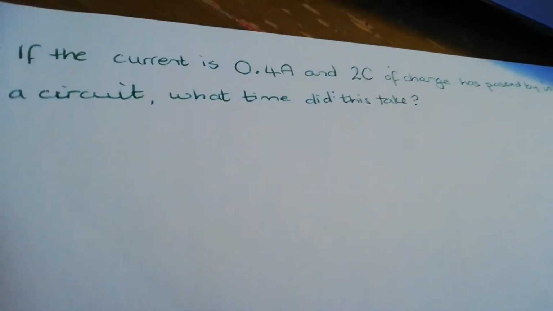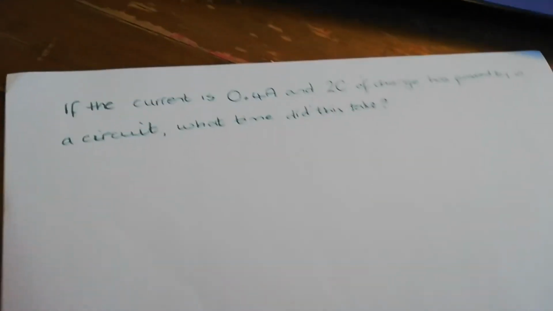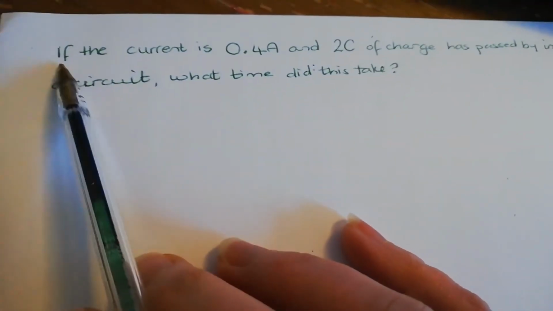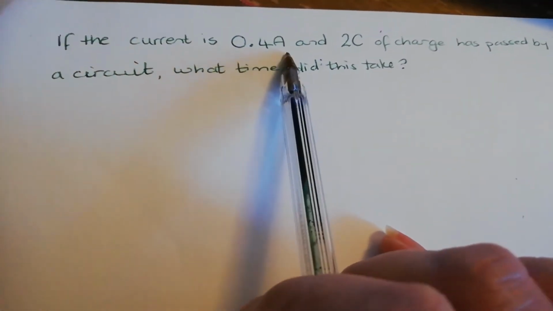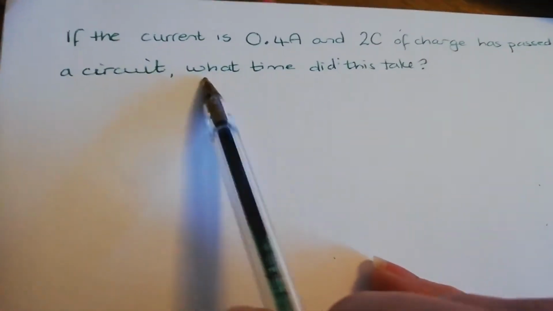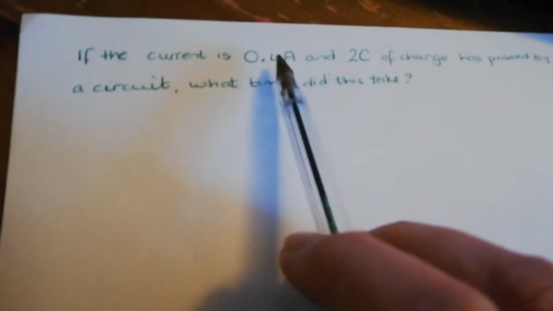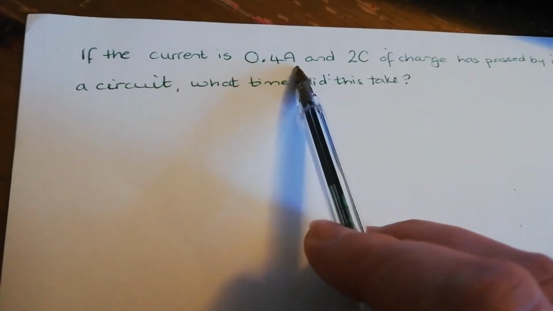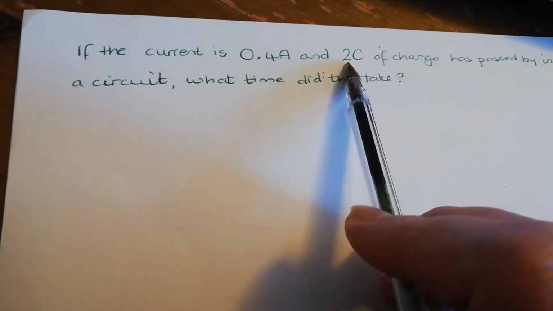Okay, S3, we're going to be looking at a question using the equation Q equals IT. You can see the question here is: if the current is 0.4 amps and 2 coulombs of charge has passed by in a circuit, what time did this take? Now, a couple of things before we go on. You'll notice I didn't say 0.4A, I said 0.4 amps, and I didn't say 2C, I said 2 coulombs.